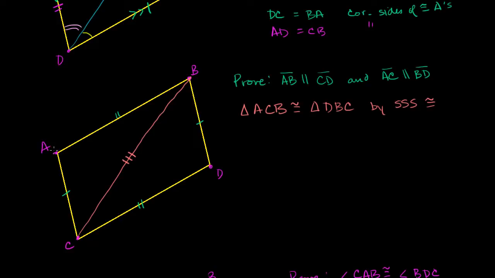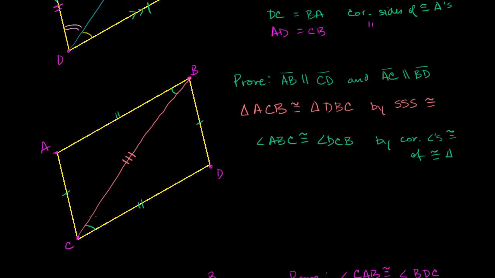So, for example, angle ABC is going to be congruent to angle DCB, and you could say corresponding angles congruent of congruent triangles. I'm just using some shorthand here to save some time. So ABC is going to be congruent to DCB. So these two angles are going to be congruent.